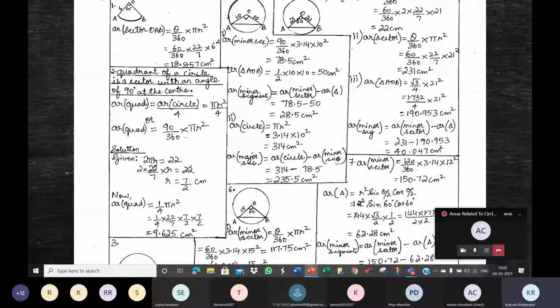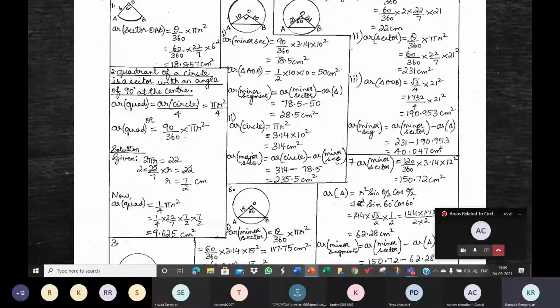Even if you use the formula of a sector, when you apply it for a quadrant, the sector angle is 90 degrees. If you look at the quadrant as a sector, the area of the sector is theta by 360 into pi r square. Theta is 90 degrees, so 90 by 360 into pi r square. What does this work to? 1 by 4 pi r square. So you can use 1 by 4 pi r square straight away to find the area of the quadrant, because a quadrant is 1/4 of a circle.